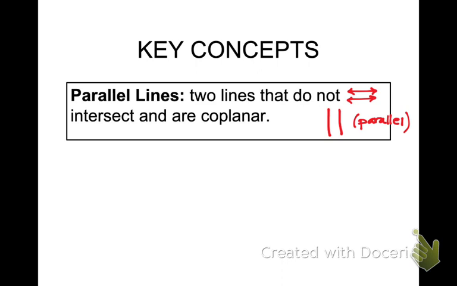Let's go orange. You'll see a little triangle on the middle of the lines, and that means they'll be parallel. So if you see lines with arrows or triangles within the line, that tells you they're parallel lines.